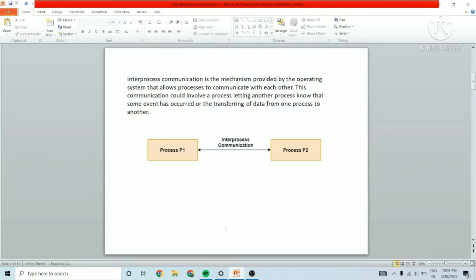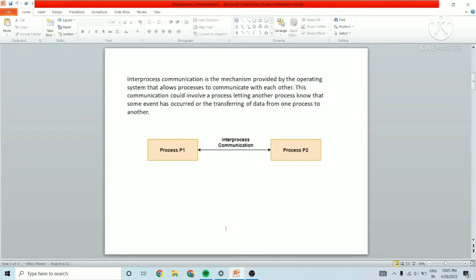Inter-process communication is the mechanism provided by the operating system that allows processes to communicate with each other to exchange data or something else. This communication could involve one process letting another process know that some event has occurred, or transferring data from one process to another process. So it is called inter-process communication.